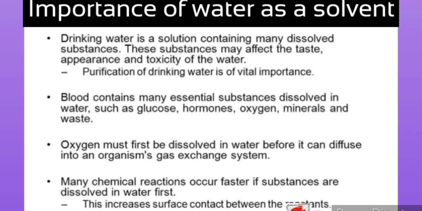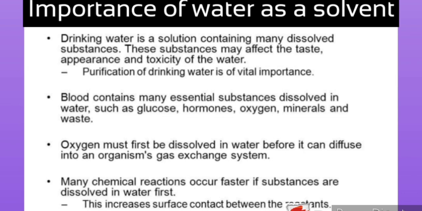Now, the next thing we have is the importance of water as a solvent. Why do we say that water is important as a solvent? First point, drinking water is a solution containing many dissolved substances. These substances may affect the taste, appearance and toxicity of water. Purification of drinking water is of vital importance. Blood contains many essential substances dissolved in water, such as glucose, hormones, oxygen, minerals and waste. Oxygen must first be dissolved in water before it can diffuse into an organism's gas exchange system.